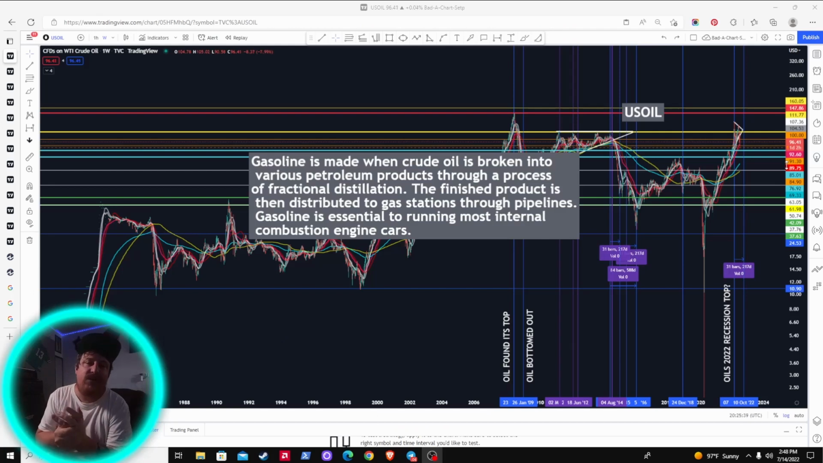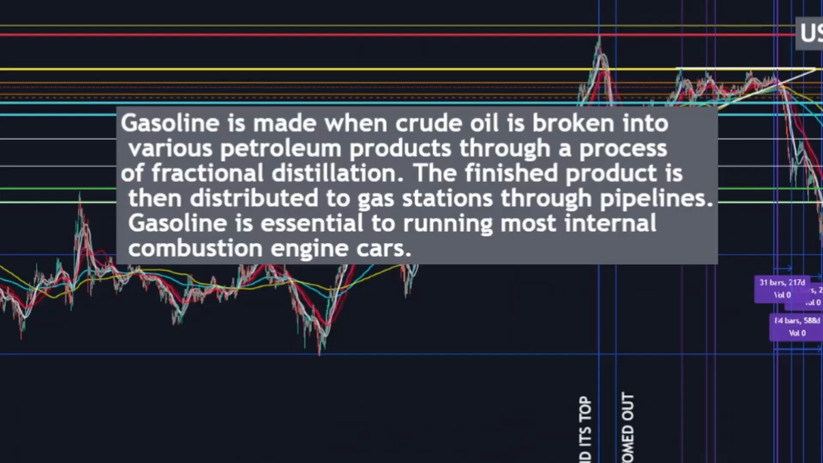So why is crude oil so darn important, and why would that be the chart I would be focusing on? Well, as you know, or maybe you didn't, but most of you probably do, crude oil is used to make gasoline. I even added this little info on the chart that I'll read real quick. Gasoline is made when crude oil is broken into various petroleum products through a process of fractional distillation. The finished product is then distributed to gas stations through pipelines.